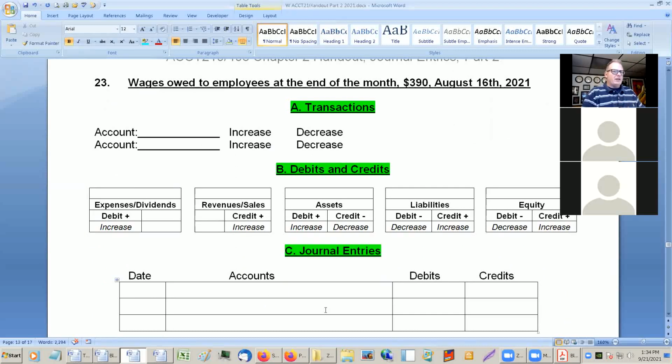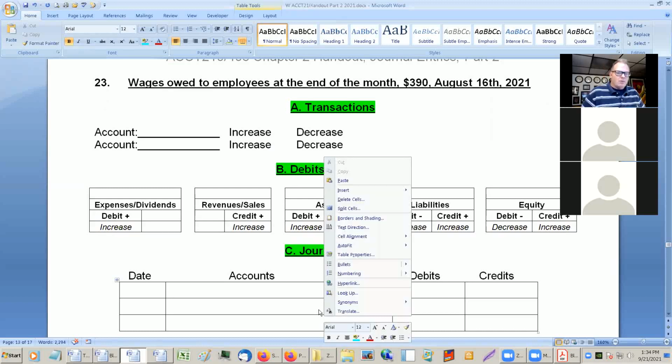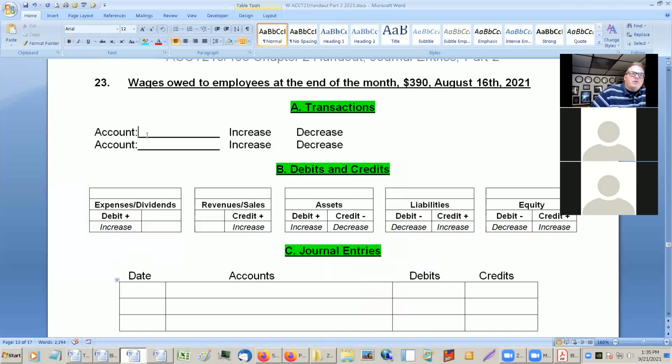Wages owed to employees at the end of the month, $390. Wage expense and wages payable. Yep and yep.